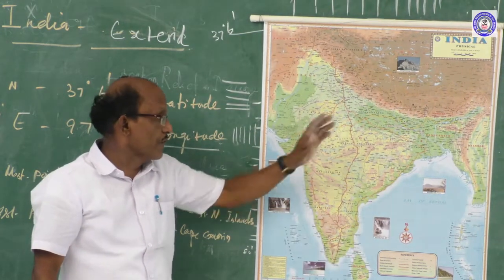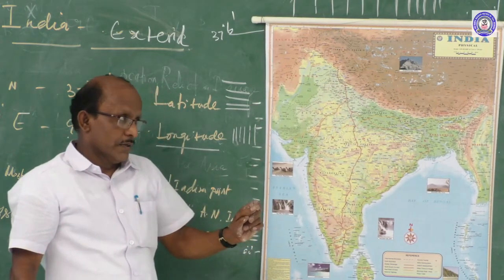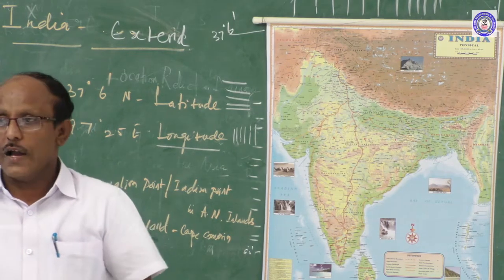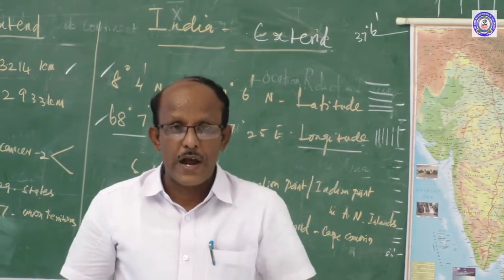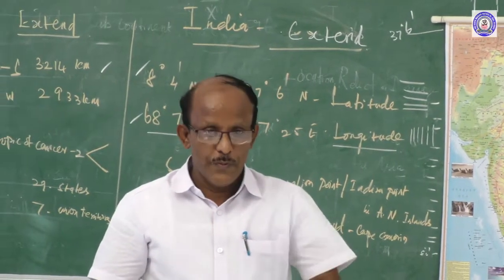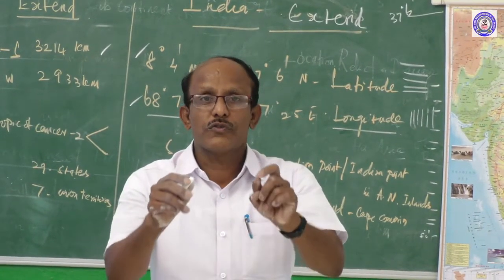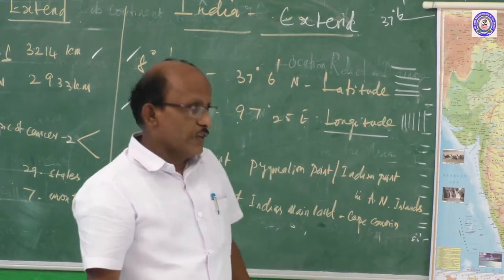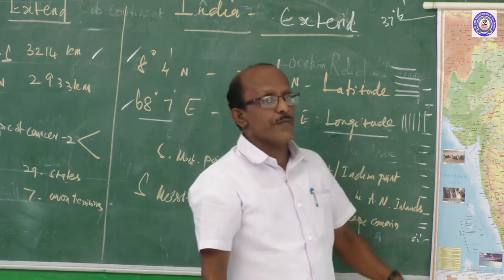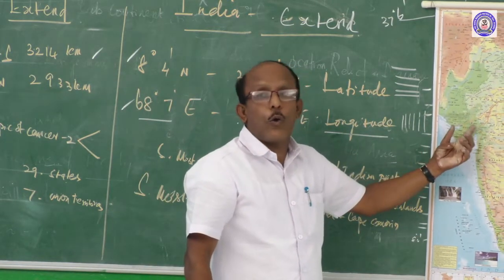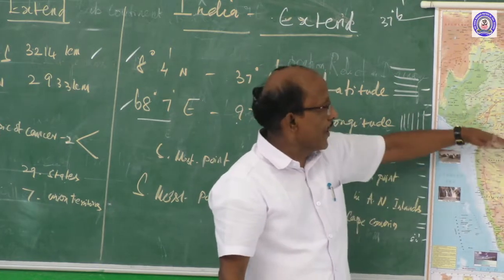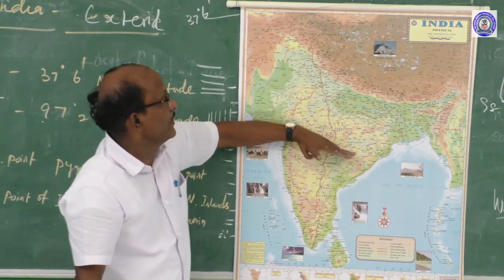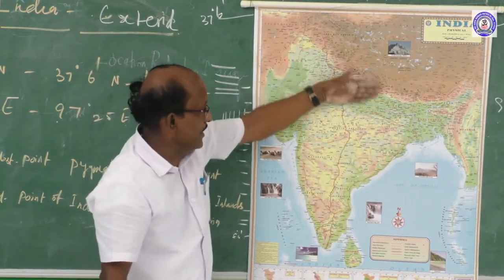There will be a possible question on the line which divides India into two equal halves: equator, Tropic of Cancer, Tropic of Capricorn. Some people will select all of these, those who have not come across this information. The people who have come across this information will exactly mark the Tropic of Cancer. The Tropic of Cancer divides India into two equal halves, the northern part and the southern part.